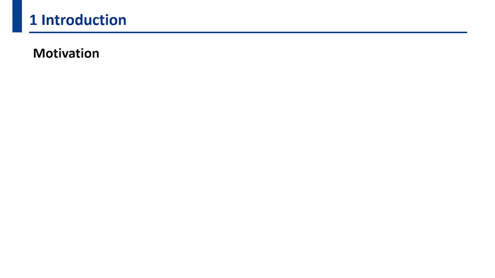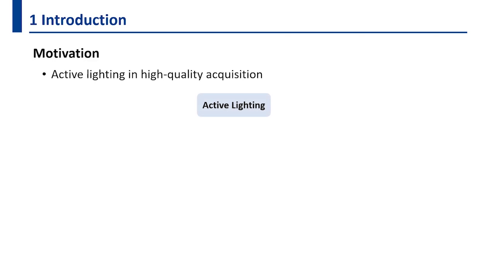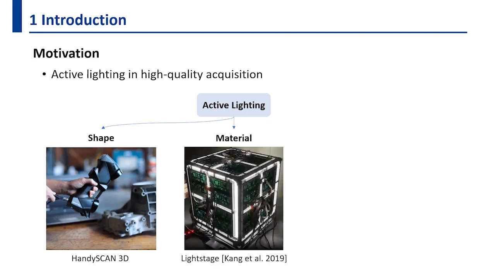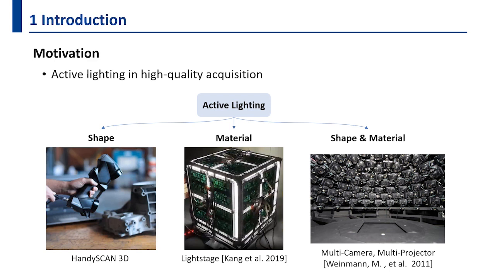In order to acquire high-quality geometry and materials, active lighting is indispensable. For example, spatial structured light is widely employed in 3D scanning to obtain a detailed geometry. A light stage setup can capture the high-quality appearance of the object in the angular domain. However, there is no device that can cast both spatial and angular structured light. Directly combining the two types of lights ends up with a bulky setup.